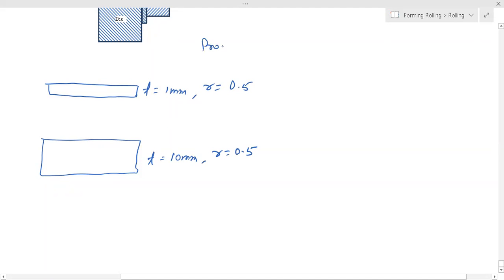You are a production engineer. And somebody asks you, sir, this is a mild steel sheet. This is the thickness. You have to bend. You have to give a radius 0.5, 90 degree bend.